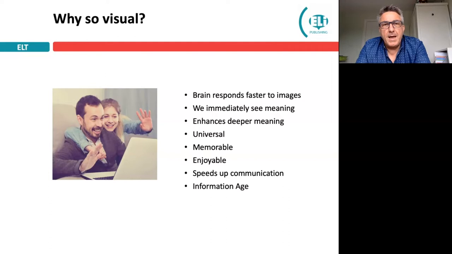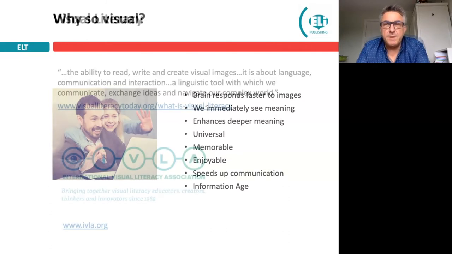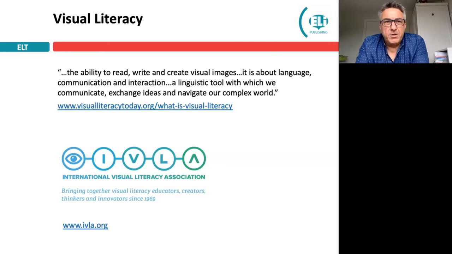And these are all happening in what we call now the information age. So much information now is out there. So what do we mean by visual literacy? Well, the ability to read, write, and create visual images. And it's about language, communication, interaction, a linguistic tool with which we communicate, exchange ideas, and navigate our complex world. How can we get the students to respond, even create and adapt, and communicate and share those?